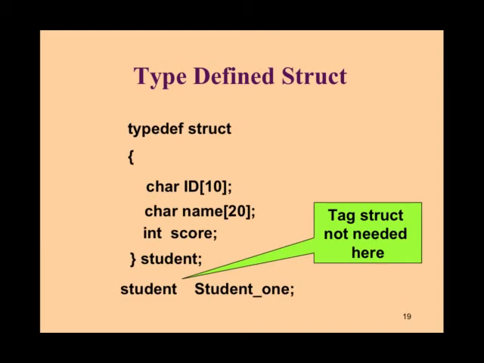The advantage of doing this is that you don't need the token struct before declaring the variable. So you could try that in C and that would be perfectly okay. In that case, this is the user defined data type, and to use this you don't need the word struct in the front. That's the advantage of this. You just need 2 tokens rather than the 3 token method that I showed earlier.